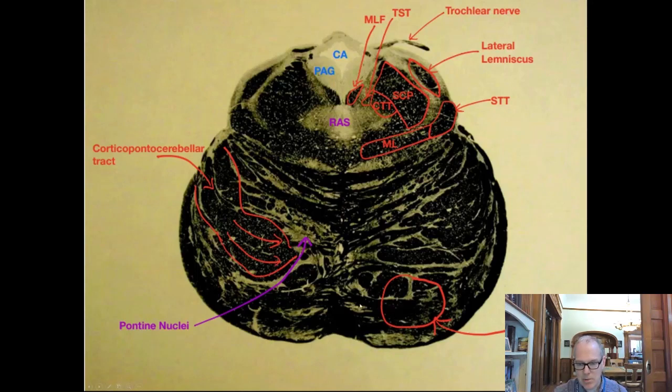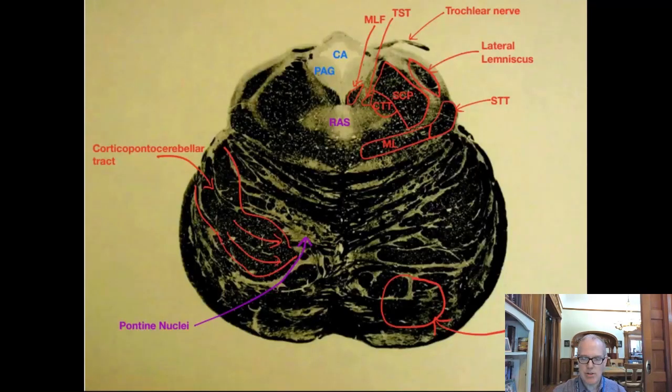I labeled corticospinal tract here and over here, and I put the corticopontocerebellar tract here, but there's going to be some corticospinal tract mixed in here. But I mainly just wanted to remind you that the corticopontocerebellar tract is going to synapse on all of these pontine nuclei here. All right, so that's our last slide on the pons, and we'll finish up on the midbrain next time.